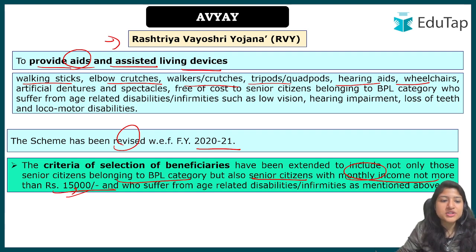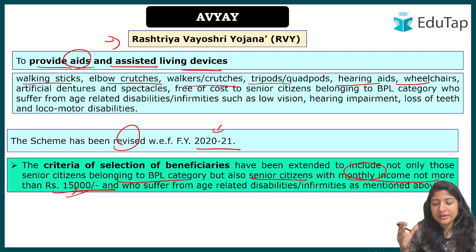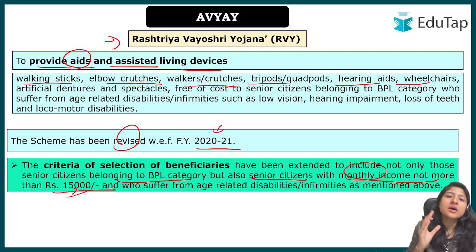So this revision was done in 2020-21, where the beneficiary criteria has been extended from BPL initially to now 15,000. Even if any senior citizen has a monthly income below 15,000, they will come under this particular scheme.